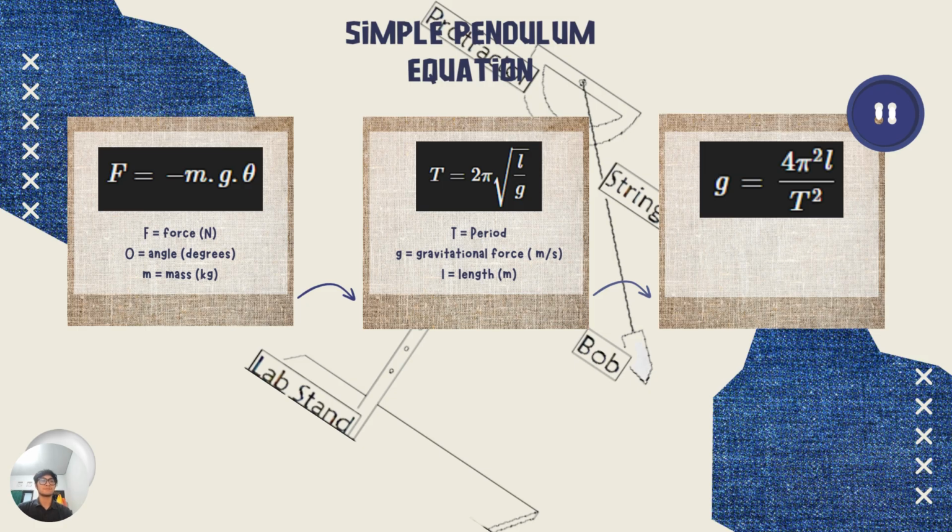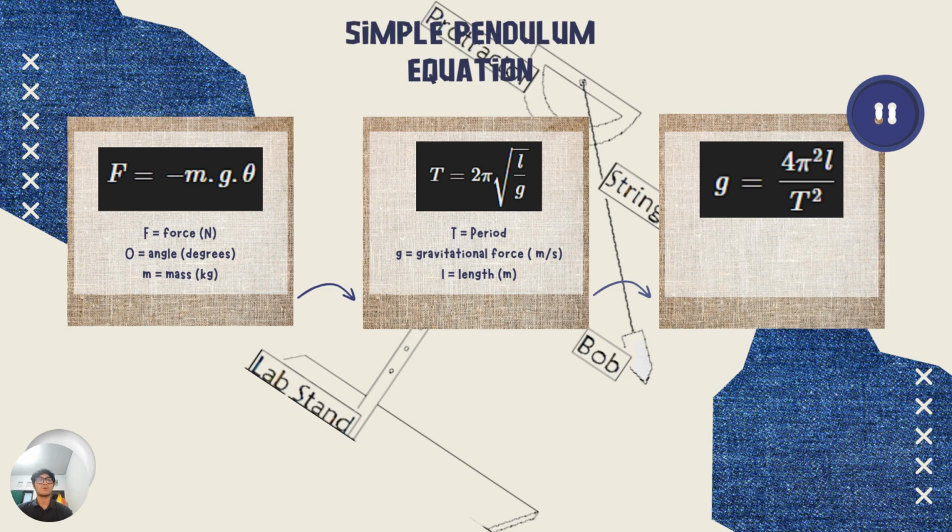Now, the simple pendulum equations. These are the ones we're going to use in our summary to find the gravitational acceleration in every data collection. The first one is F equals minus m times g times theta. F is force, in newtons (N). Theta is angle, in degrees. m is mass, in kilograms. That's how we find force in the simple pendulum.